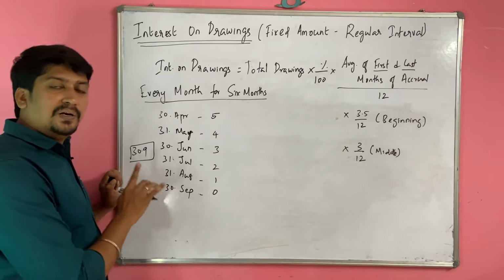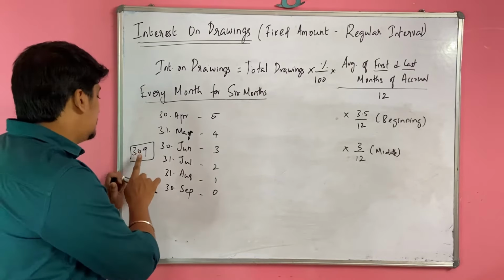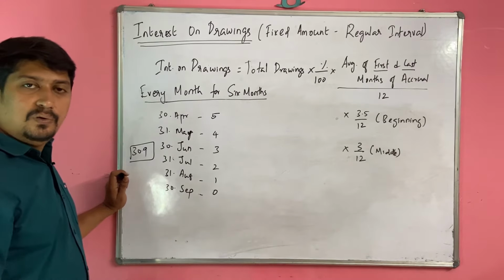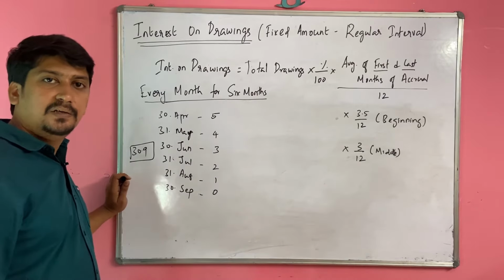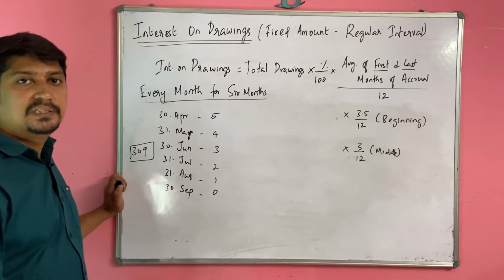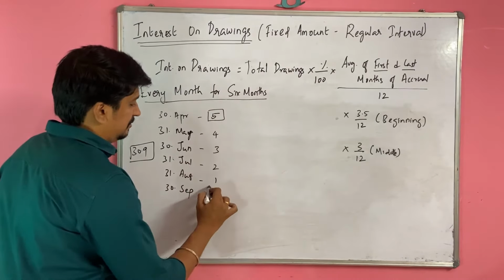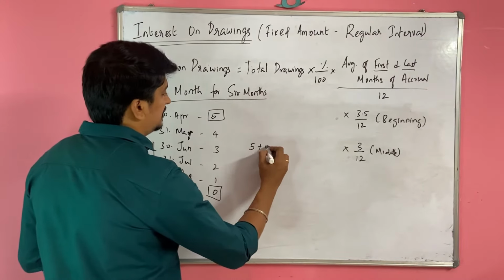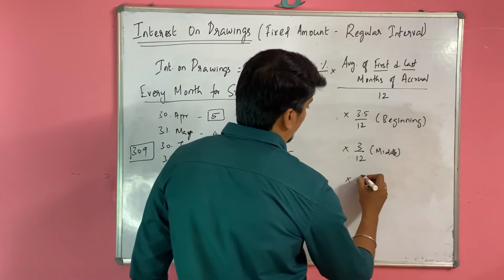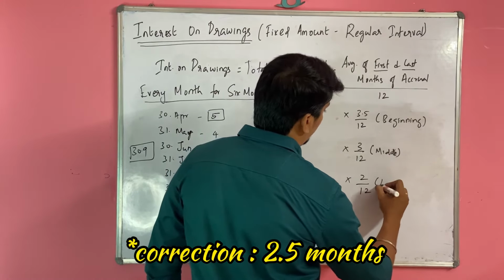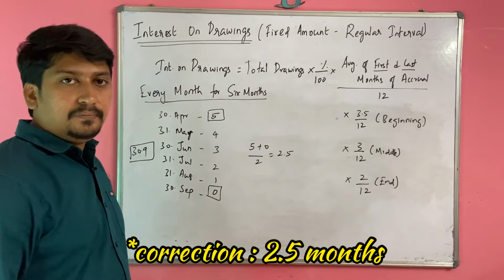End means the last one will always be 0, because 30th September he took the amount and on the same date there is no interest, because that drawing will be deducted from his capital on the same date. Today he took, today we also took from his capital, so no interest for this one. We need first and last, that is 5 plus 0 divided by 2, which is 2.5. So if it is the end of every month for 6 months, an average of 2.5 months' interest we need to calculate. That's it.